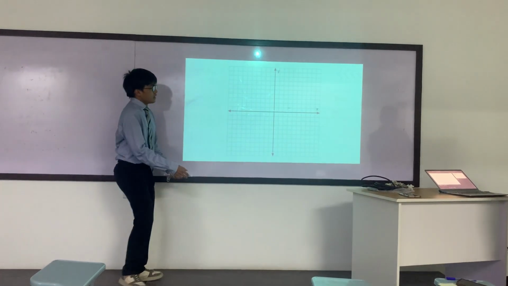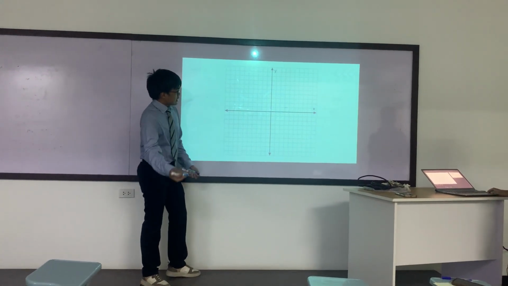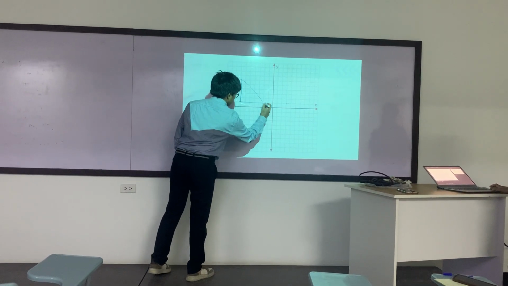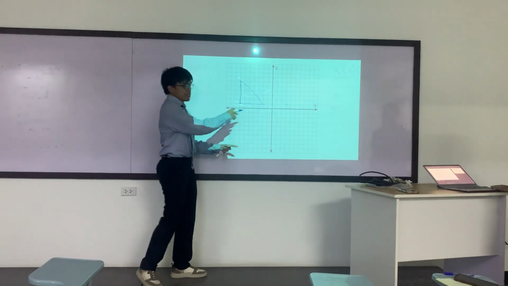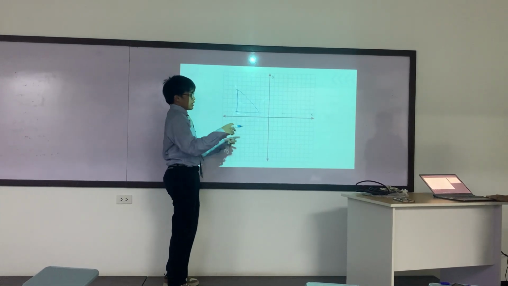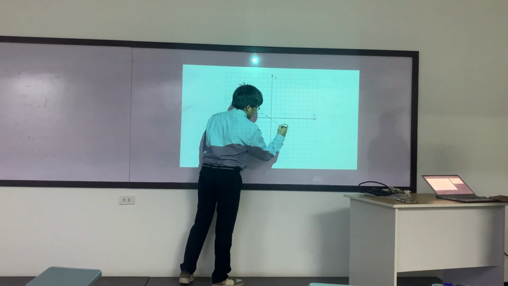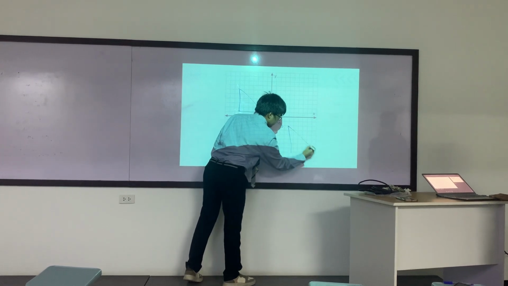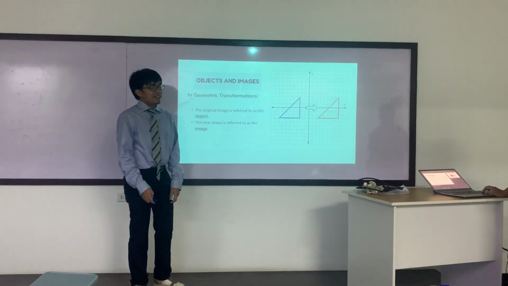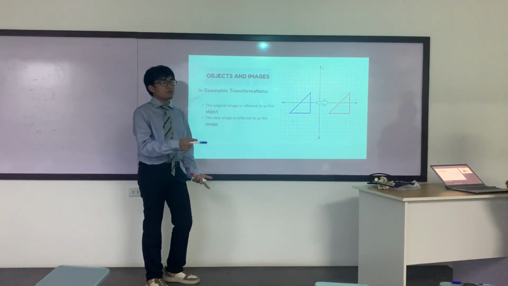So to visualize, this is a Cartesian plane, which will serve as our coordinate space, and we have a shape, say here. This is our original shape, and we're going to manipulate it to produce a different shape, or rather, changing its orientation in this coordinate space by moving it here. So that is basically what a geometric transformation is.